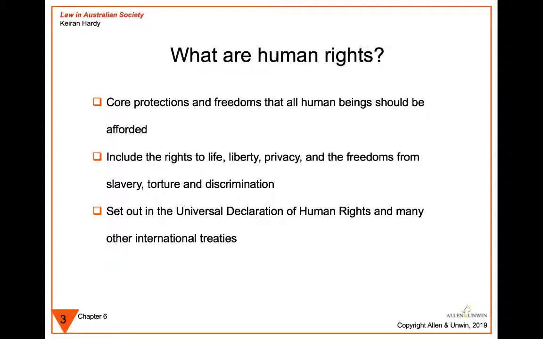Human rights are core protections and freedoms that all human beings should be afforded simply because we're human. This includes the rights to life, liberty, privacy, and the freedoms from slavery, torture, and discrimination. A lot of human rights overlap with things we talked about with liberalism. So civil liberties include things like the rights to liberty, privacy, private property, and things like that too.